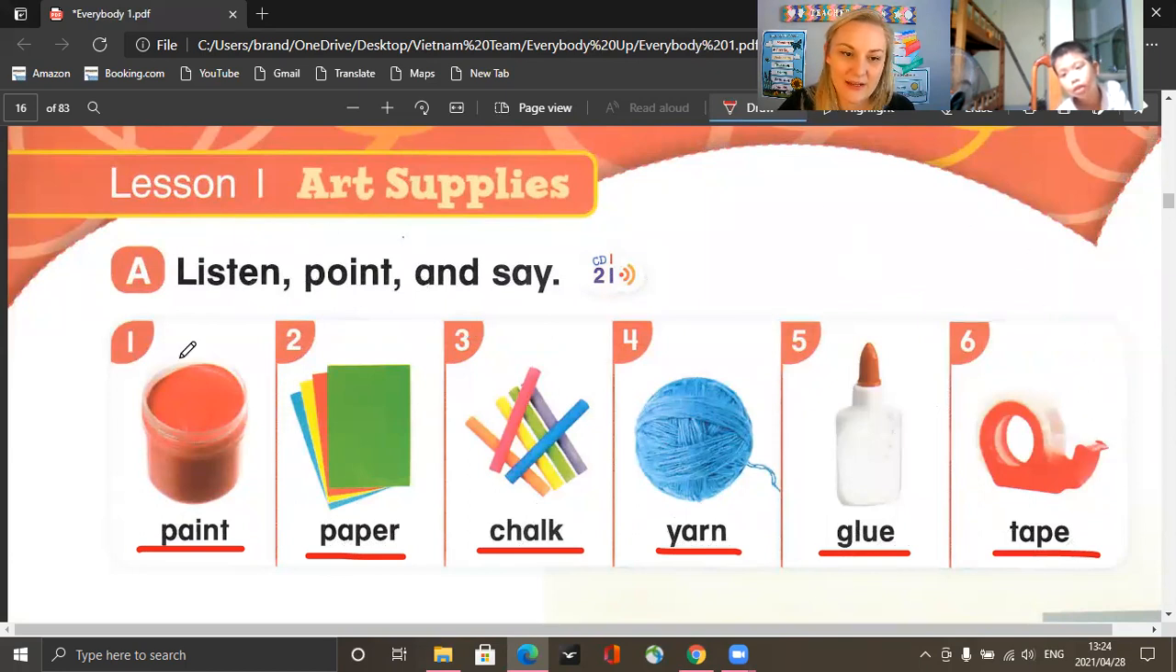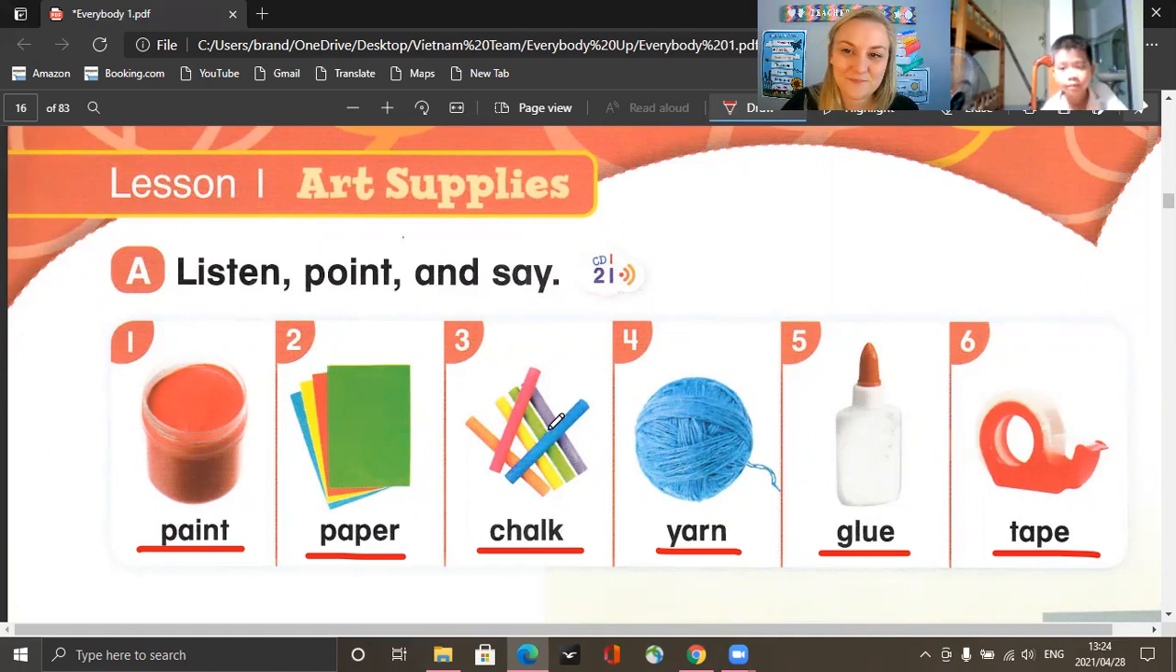Very good. Okay, number one. Paint. Pink. Paint. Good. Paint. Very good. Okay, number two. Paper. Yes, very good.